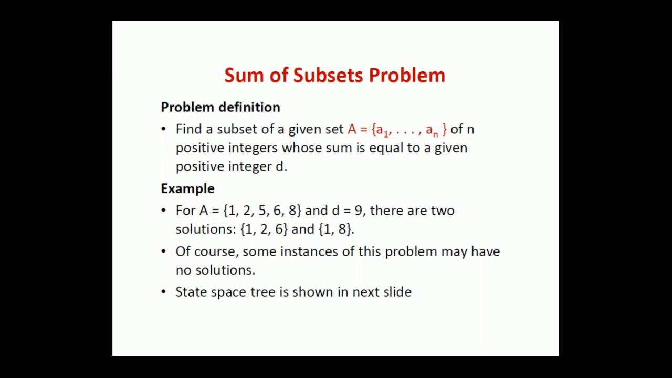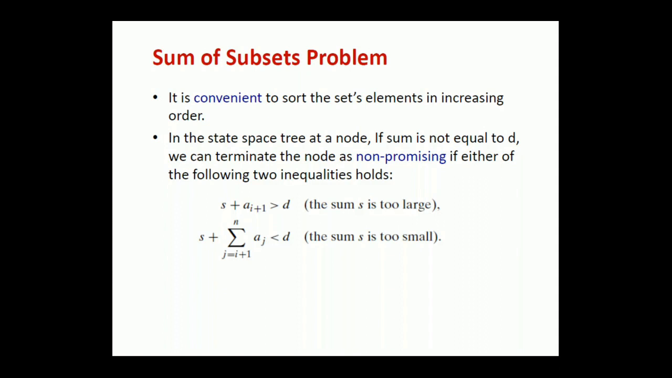Thus, a path from the root node to a node on the ith level of the tree indicates which of the first i numbers have been included in the subset represented by that node. We record the value of A dash, the sum of these numbers, in the node. If A dash is equal to D, we can either report this result and stop, or if all the solutions need to be found, we can continue by backtracking to the node's parent.